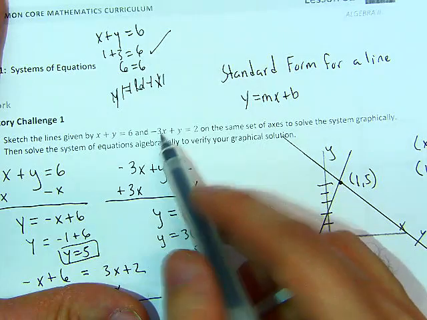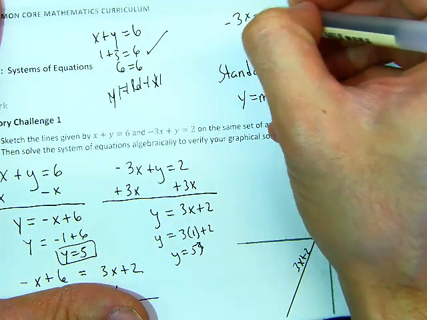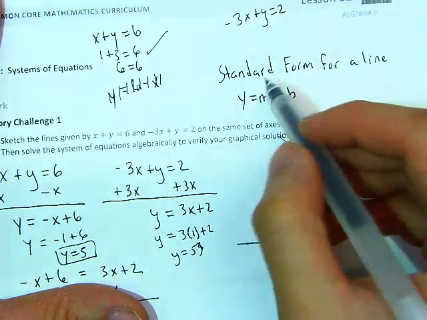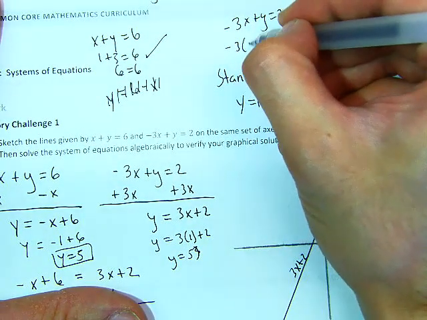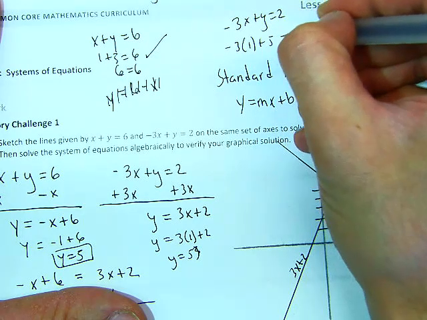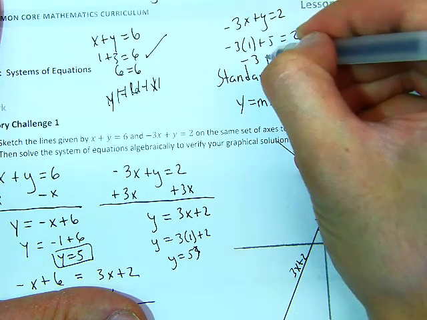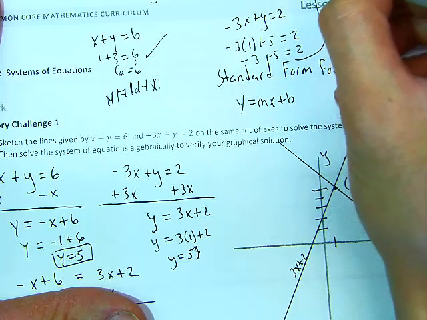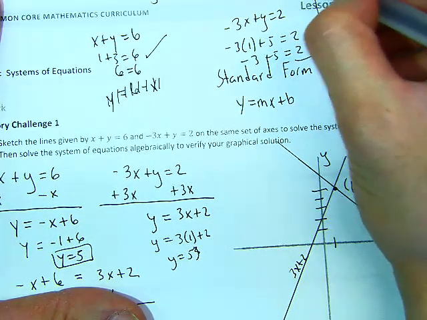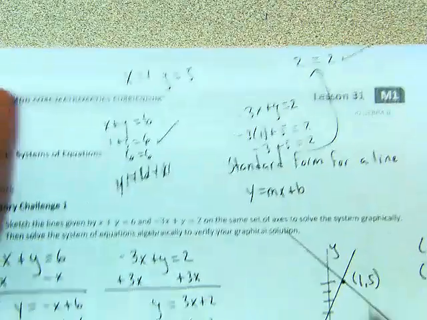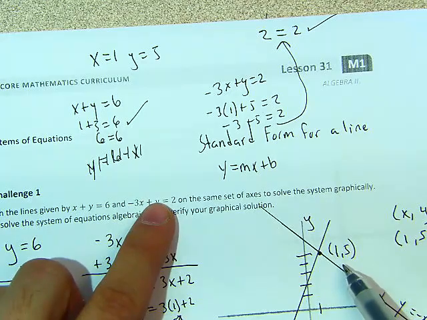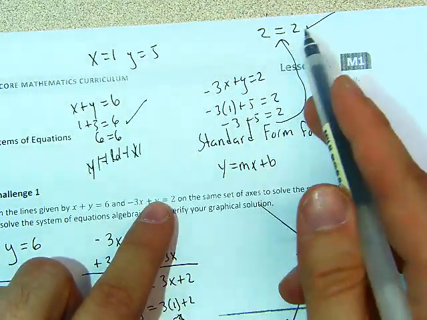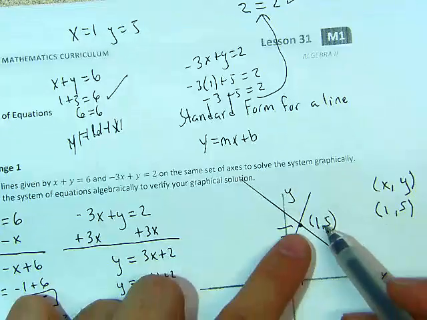But what if I do it for this one? If I say negative 3x plus y equals 2, let's put in 1 and 5. What do you get? You get negative 3 times 1 plus 5 equals 2. You get negative 3 plus 5 equals 2. And negative 3 plus 5 is equal to 2. So 2 is equal to 2. This is true. This is true. So you see, when you put in that (1, 5) into this equation and this equation, you get a true statement. They're true because they share this point.